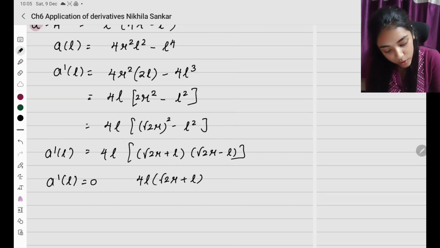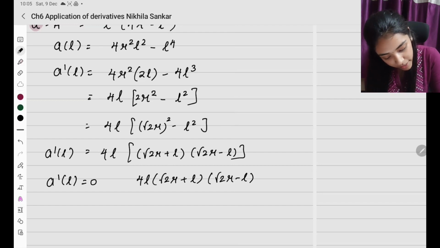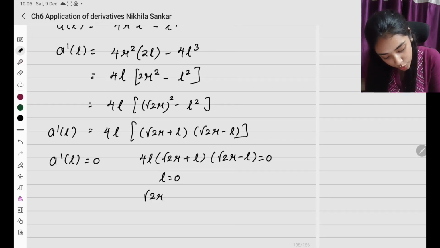Root 2 mattum square root la irukku, times root 2r minus L. This is equal to 0. So I have L equals 0. I have root 2r plus L equals 0. Root 2r minus L equals 0. So from this, I have root 2r equals minus L and root 2r equals L.